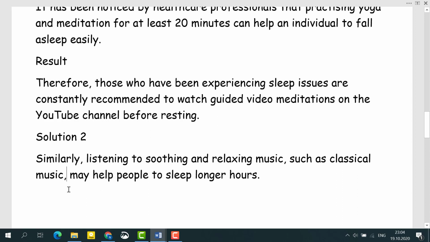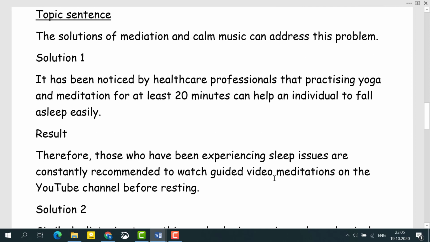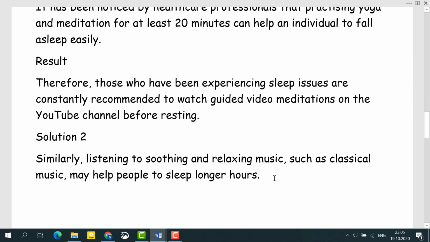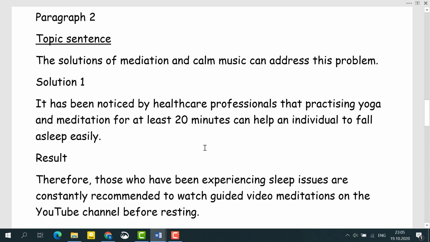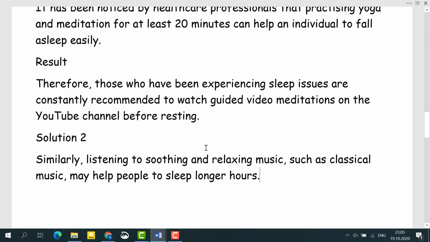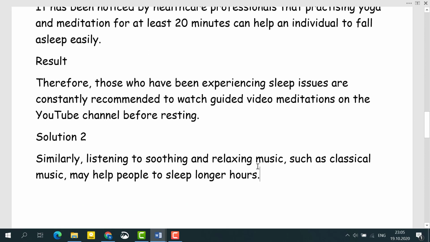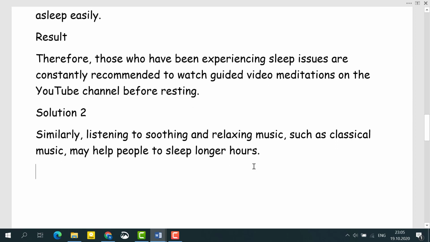Here, try to be careful. You want to write may, you don't want to write will help, because it might help only some people, but it might not help other people. So be careful. Therefore, you need to use the modal verb may. That's all. We have finished our whole body paragraph 2. We have spoken about, or we have written two exact solutions, and we have explained everything in detail. Now it's time to write the conclusion paragraph.